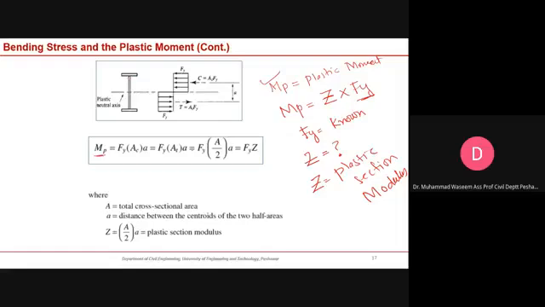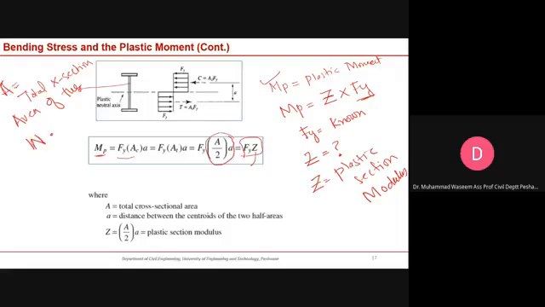Once you do this type of formulation and calculation, you will end up with this formulation. What is Z? This is Z. And what is A? A is the total cross-sectional area of this wide flange section.